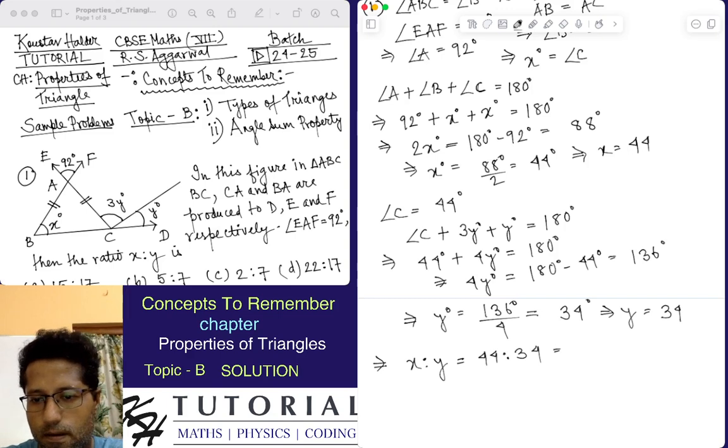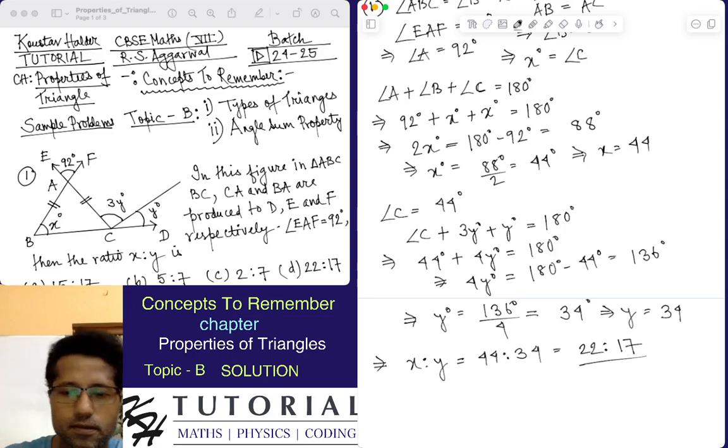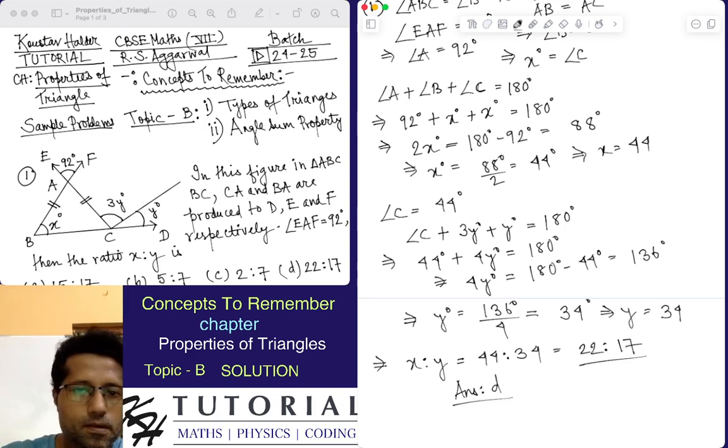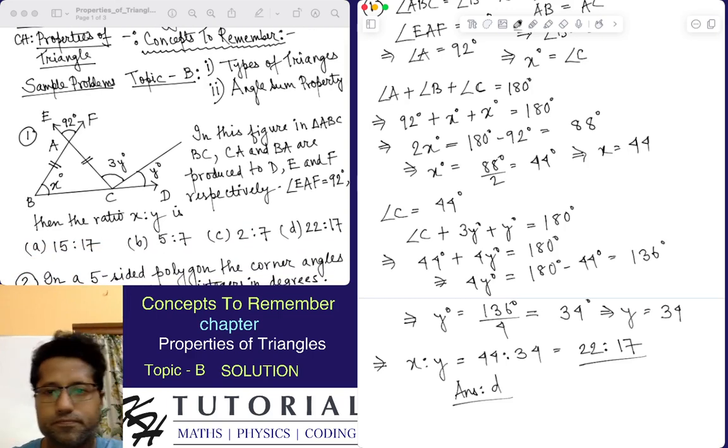This is 22 is to 17. 22 is to 17 is the ratio. So the correct choice is D.